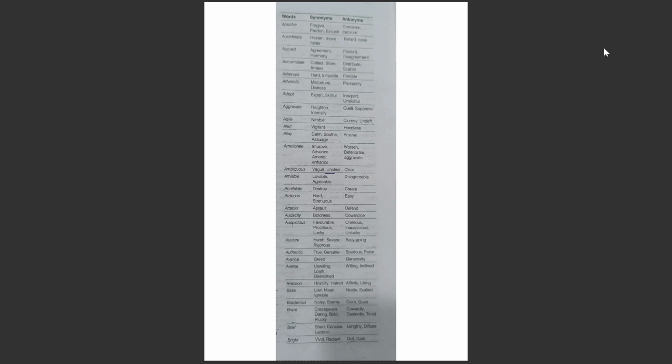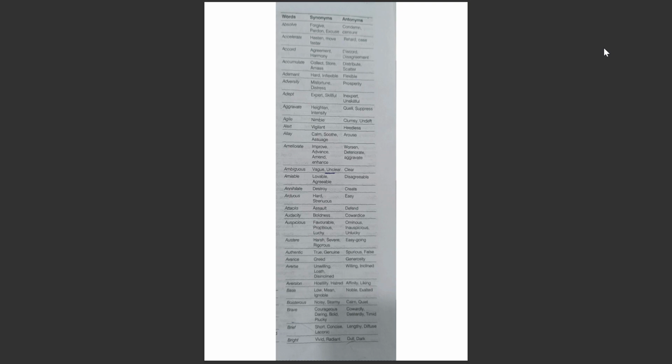तो एम्बिगुअस का एंटोनिम इज क्लियर, प्रिसाइज. दैट इज़ द एंटोनिम. एमिएबल. Amiable and amicable are two very different words. Amicable, if you remember, we covered while covering synonyms. Amicable means friendly, but amiable means lovable, agreeable. Amiable also means sort of friendly only, but amiable is more associated with someone being lovable.